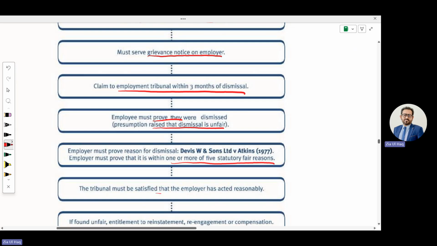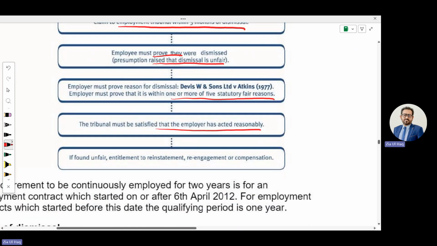And the tribunal must be satisfied that the employer has acted reasonably. I mean, if the employer is saying the dismissal was fair, the tribunal must be satisfied that he acted fairly, meaning he dismissed according to those 5 statutory fair reasons. If found unfair, if it is proved the dismissal was unfair, there is an entitlement to reinstatement, meaning the employee should be restored to the job again, or re-engagement, or compensation. If it is a self-employed person, they should be engaged again, or they need to be compensated.